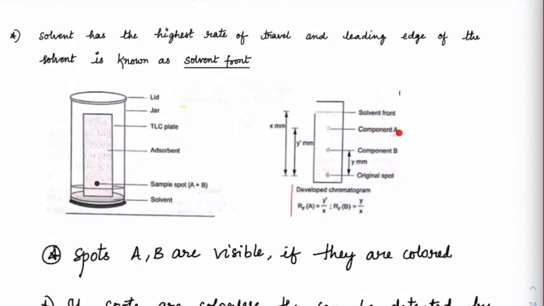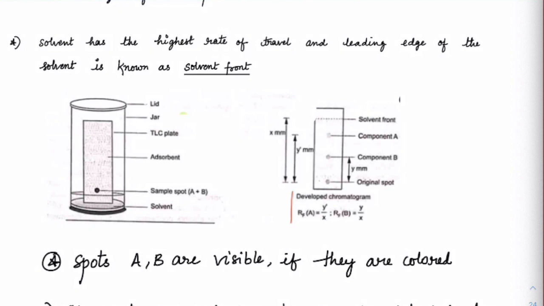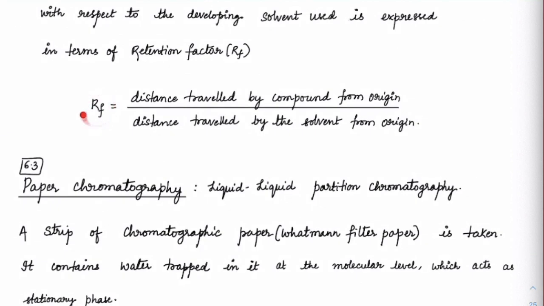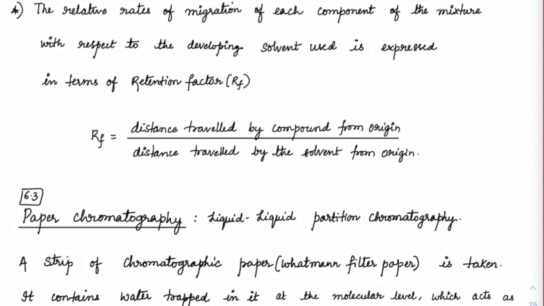The compound A which is present has more affinity with the mobile phase. The solvent is the mobile phase here, and silica gel is the stationary phase, correct? So the Rf value tells us which is more in the mobile phase and which is more in the stationary phase. Are you getting it? That should help you.